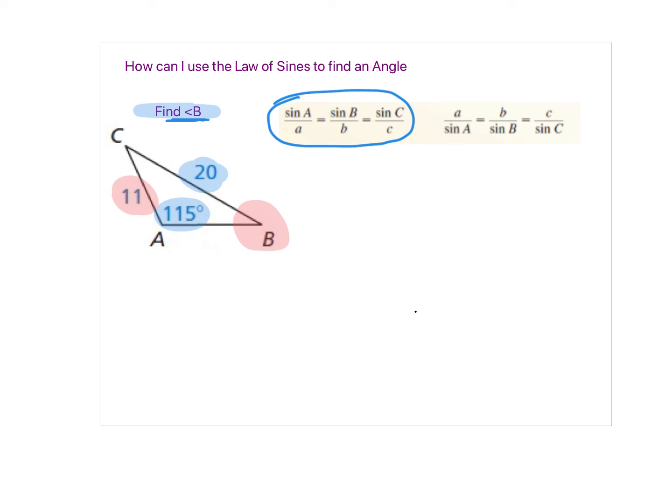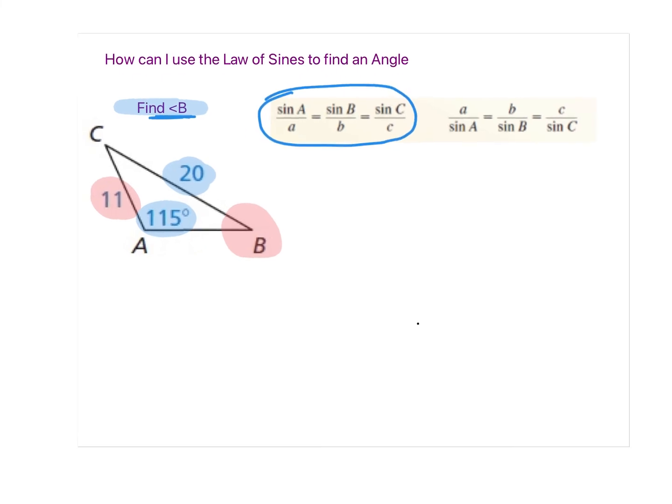So using my pink highlights here, I'm going to have the sine of B, that's my missing, over the side length opposite of it, which is 11, equals the angle on top, so sine of 115 divided by 20, which is my side length.